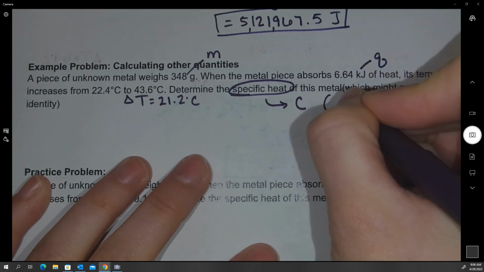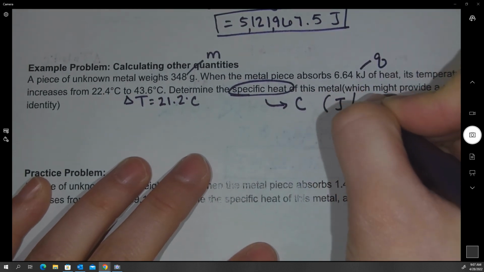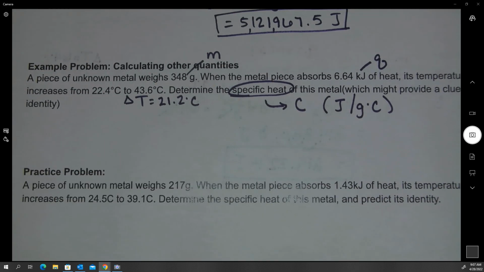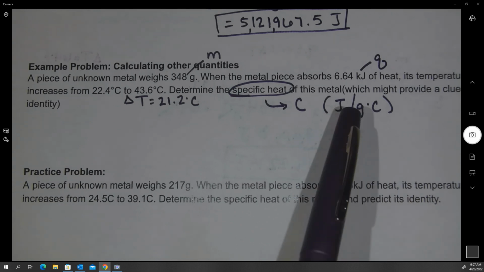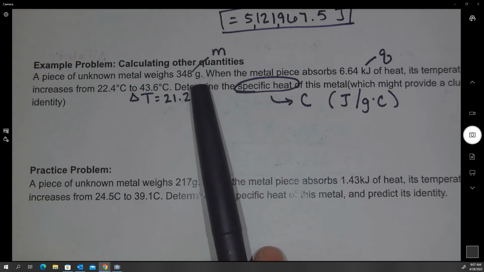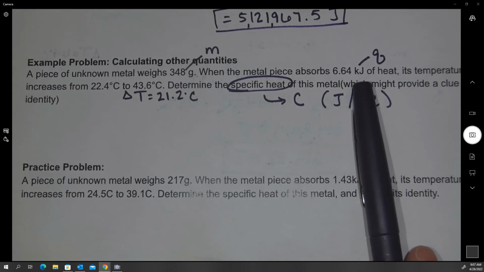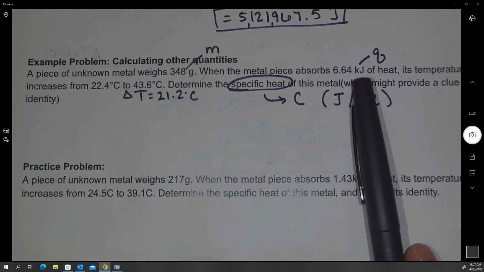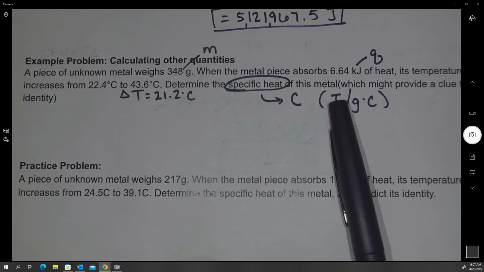And just so we're all aware, our units for C are joules over gram degrees Celsius. So when we're trying to solve for C, we need to make sure that our mass is in grams, our heat is in joules, and our temperature is in degrees Celsius in order to get the right thing. So are all of our units matching this? Mass is good. What about this one? It's in kilojoules. Can I get from kilojoules to joules? Yes.